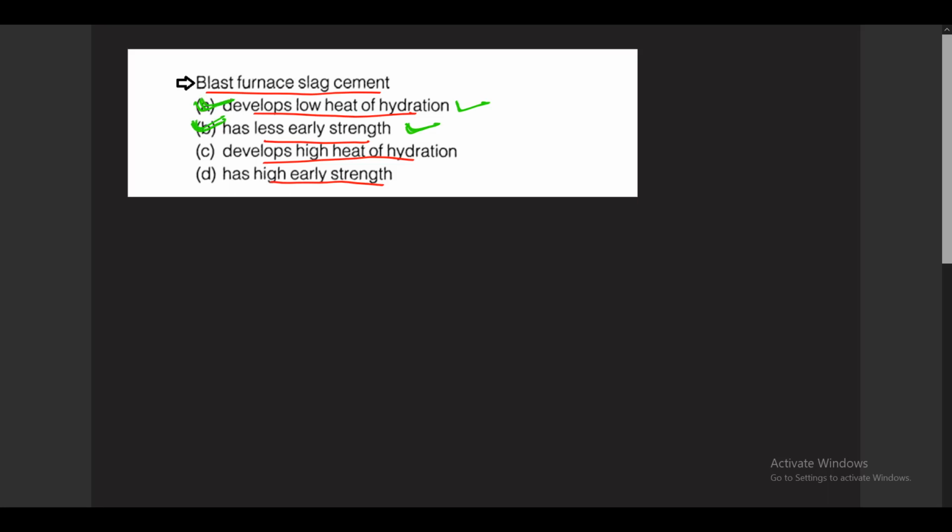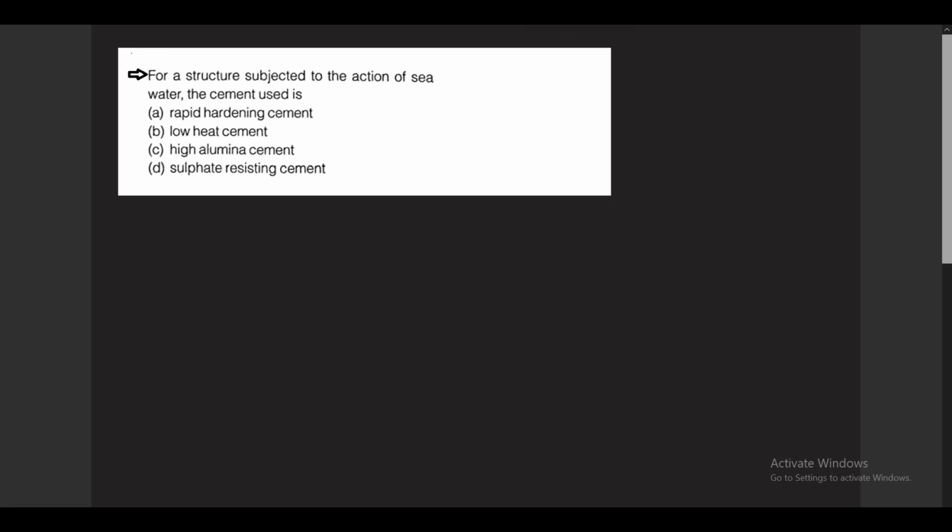Now let's move to another question. For a structure subjected to the action of sea water, the cement used is. They are asking, in case of any marine structure, what type of cement will be used. The first option is the rapid hardening cement, the next one is the low heat cement, the third one is the high alumina cement, and the last one is the sulfate resisting cement. So let's check option by option. The first option is rapid hardening cement. Yes, rapid hardening cement also has somewhat of a resistance against chemical attack. So this may be the option.